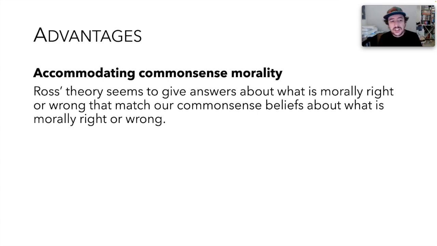So the idea here is just when you consider a number of examples, we have intuitive judgments that say it's wrong to harvest someone's organs in order to save 5 people's lives. Intuitively, we think that it's okay to lie in a situation where it's going to save the life of our friend from that of a murderer at our door looking for them. Ross's theory is made in such a way that it can match these common sense answers.